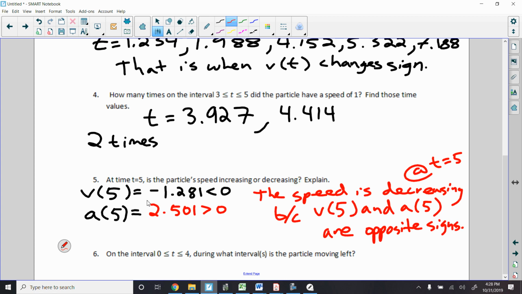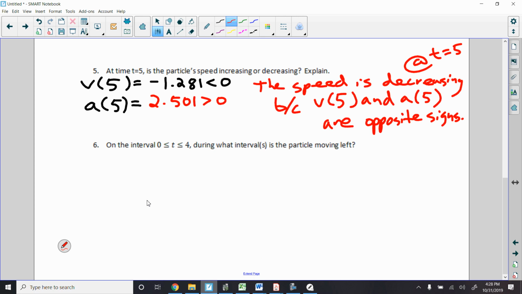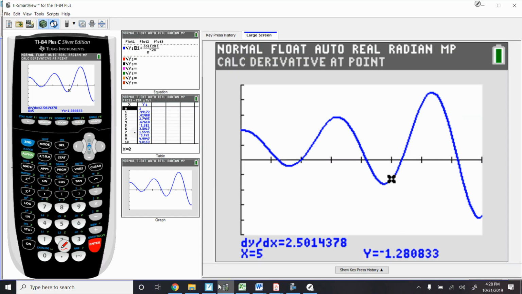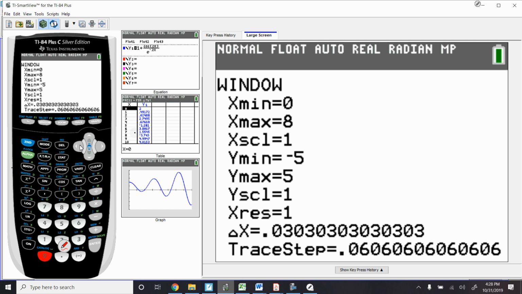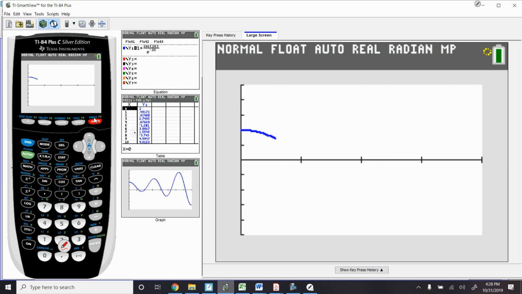Okay, the last question here says on the interval 0 to 4, during what intervals is the particle moving left? So I'm going to go back here and change my window to 0 to 4. And I'm looking for when this thing is moving left. Well, I know something moves left when the velocity is negative. And I can tell I have a negative velocity in that little stretch.